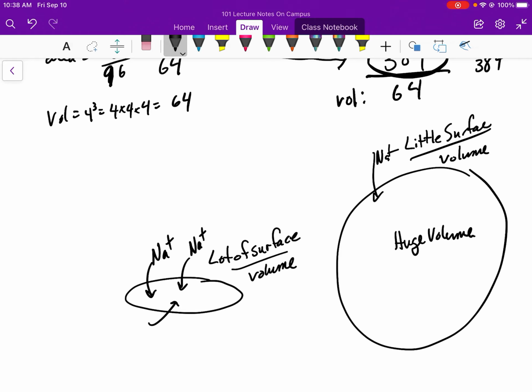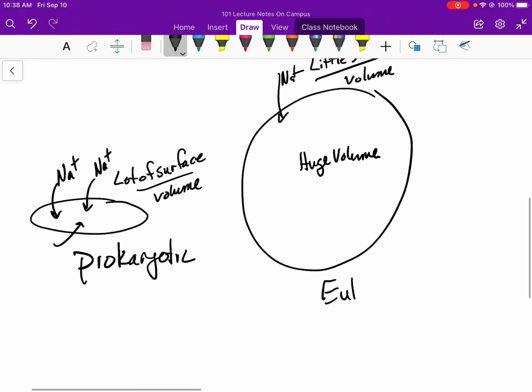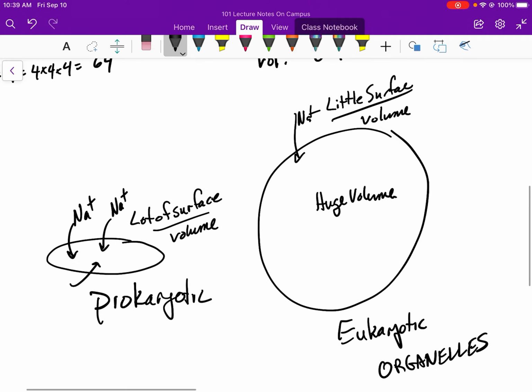So it's hard to get enough sodium in to make a difference to this huge volume in the middle. For this reason, prokaryotic cells tend to be very small, and eukaryotic cells are able to get larger because they are subdivided inside and they have organelles that help them move things from the outside to the inside without having as high a surface area to volume ratio.